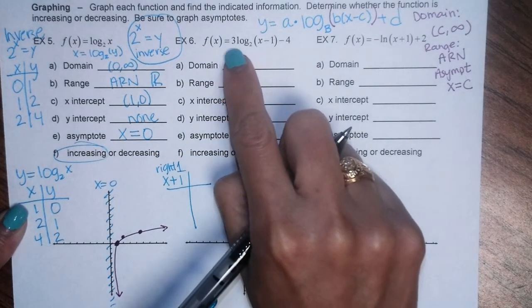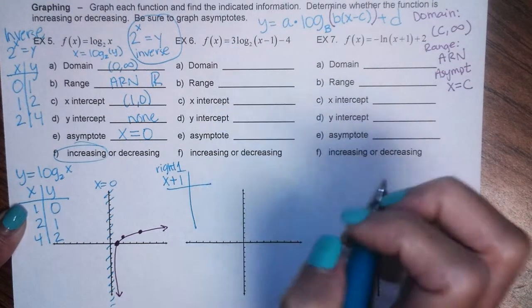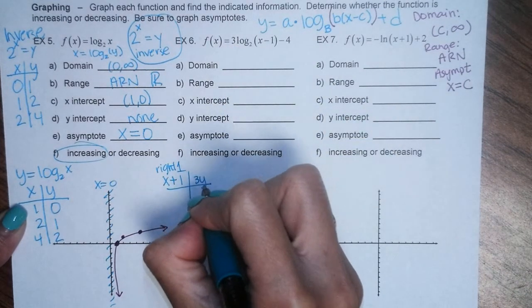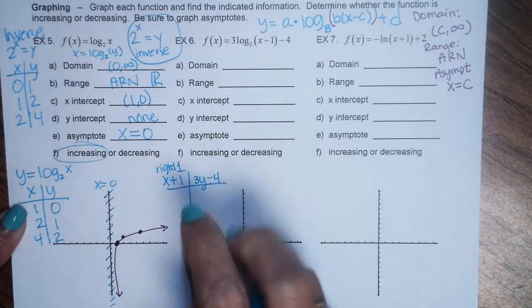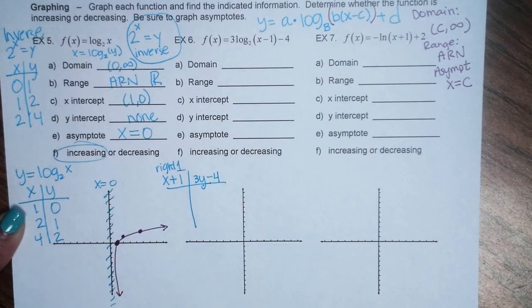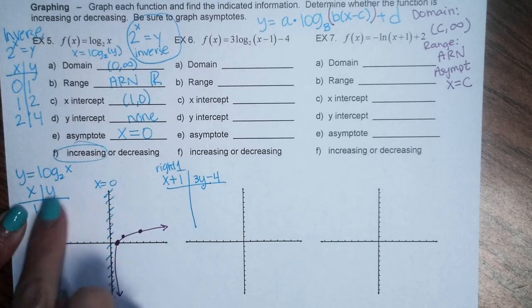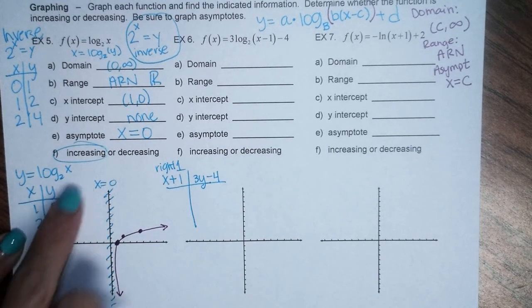The 3 is a vertical stretch, so it's going to affect the y values by 3, so 3y, and then a minus 4. So this is a vertical stretch by 3, down 4. So that's what I'm going to do to the points of log base 2 of x.